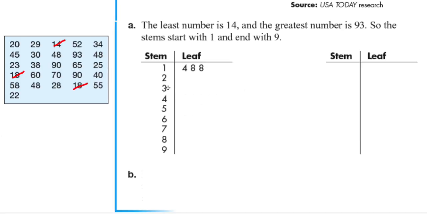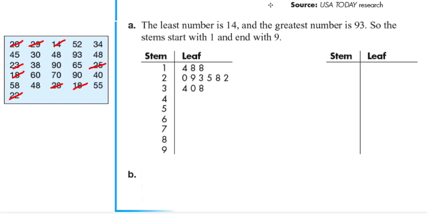In stem 2, we have 0, 9, 3, 5, 8, 2. Why? Because you have 20, 29, there's 29 right there, 23, where's 23? Right there, 25, 28, and 22. Okay, I wrote them down in order as we go through the table.